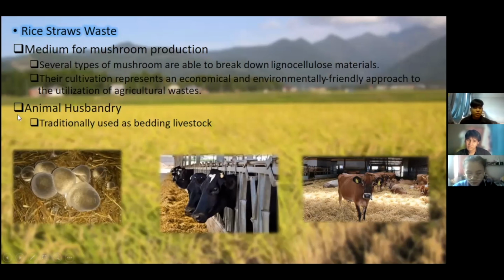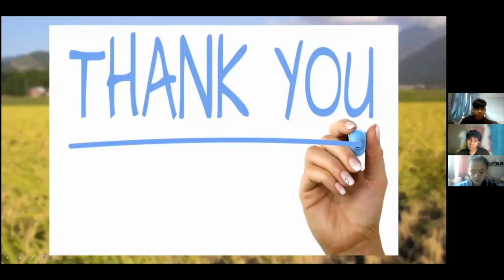The second use is that it is suitable for animal husbandry, and it is traditionally used as livestock bedding. So this is the cow that has been fed with fresh straw waste, and it is also suitable for bedding. And that's all from me. Thank you. Then I will pass to Stella.